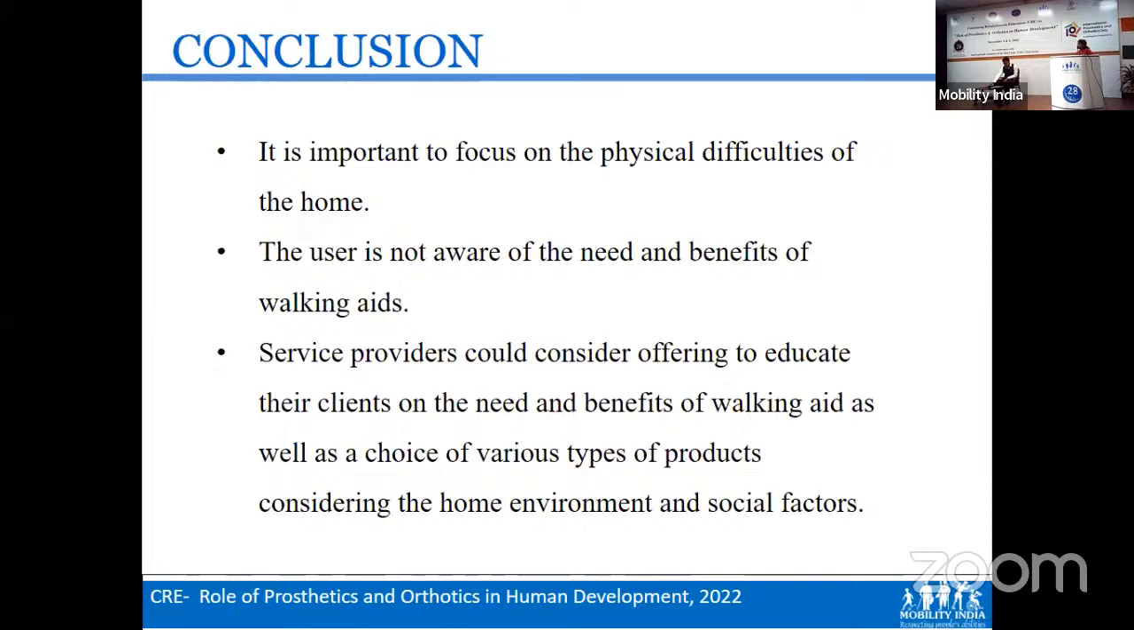The conclusion of my study is that it is important to focus on the physical difficulties at home. The user is not aware of the need and benefits of walking aids. Service providers could consider educating their clients on the need and benefits of walking aids, as well as offering a choice of various types of product considering the home environment and social factors. So the main thing is we need to give them awareness through the physician and educate them about walking aids, and we have to give them a choice of selection.